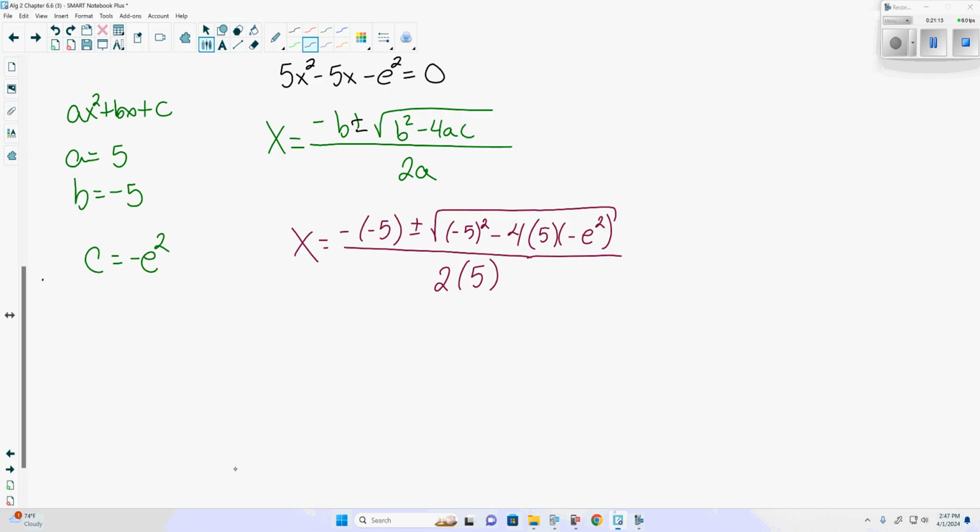1.814. So x is approximately 1.814. Now again, because it's a quadratic, we should have 2 solutions. Any questions on how we found 1.814 before we find the other?